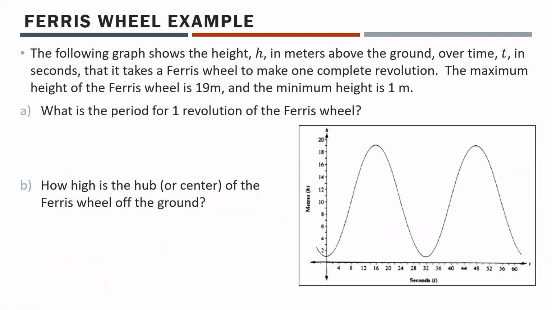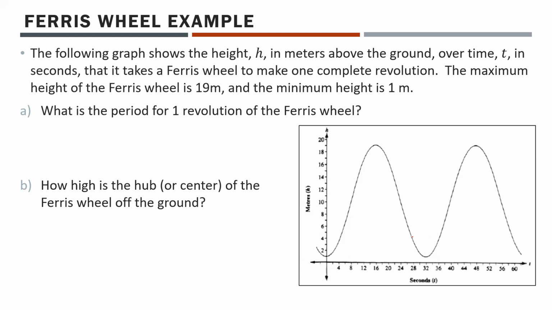This is a little bit more similar to some of the ones we've done before. So the following graph shows the height h in meters above the ground over time t in seconds that it takes a Ferris wheel to make 1 complete revolution. Well, actually, I'd say that this graph shows 2 complete revolutions, but it is what it is. Notice how it starts at the bottom and then it goes to the bottom here. Anyway, that's me just being, whatever, right?